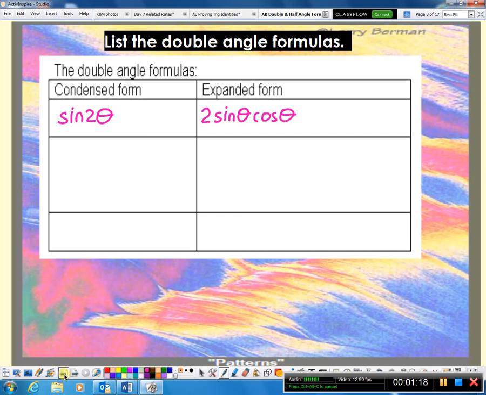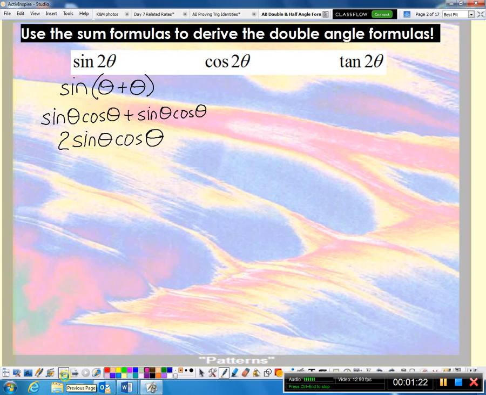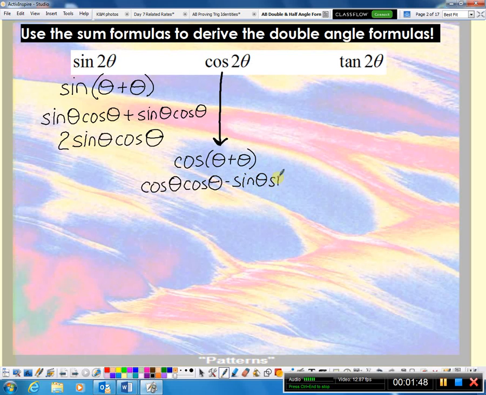Let's do the same thing with tangent and cosine of 2 theta, because if you take the time to expand them, they do tend to stick with you a little bit better. So on this one, I'm dropping down just to make some more room. Again, I'm going to expand it into cosine of theta plus theta. And I know it's cosine cosine minus sine sine. So cosine A cosine B minus sine A sine B. Well, cosine theta cosine theta is cosine squared theta minus sine sine would be sine squared theta.